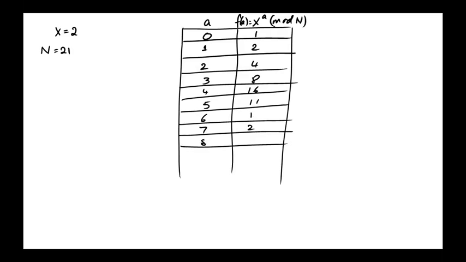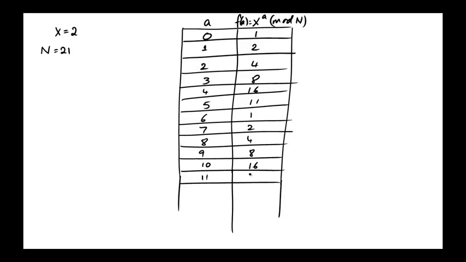2, 8, 4, 9, 8, 10, 16, 11. Again we get back to 11. 12, we're back to 1. 13, 2. 14, 4. Okay, you see the pattern, right? We get this periodic function.